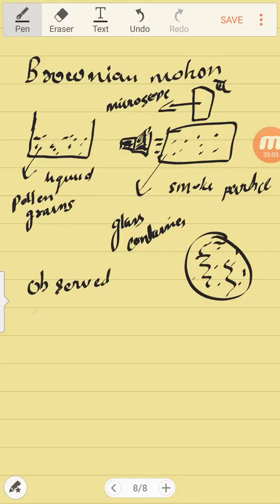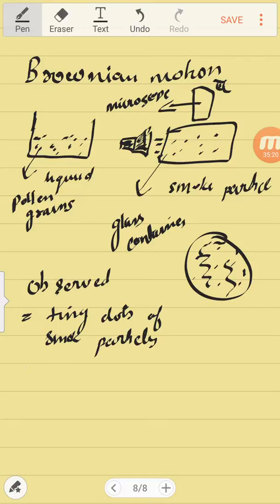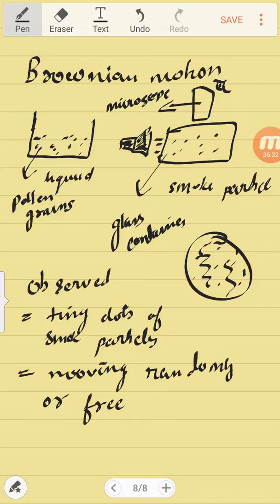What he observed was tiny dots of smoke particles moving randomly or freely, or zigzag. You can write zigzag way.